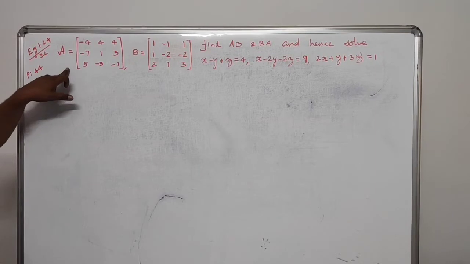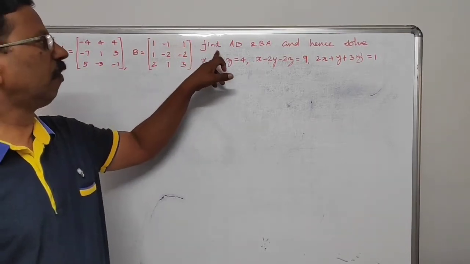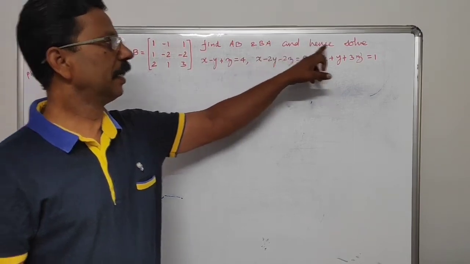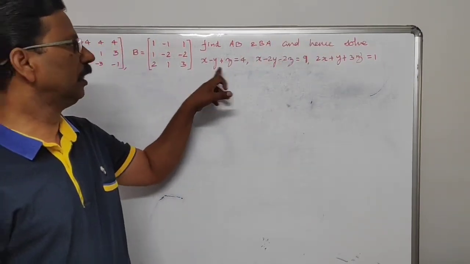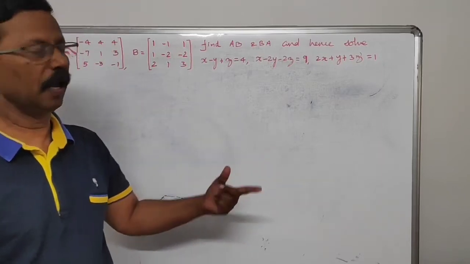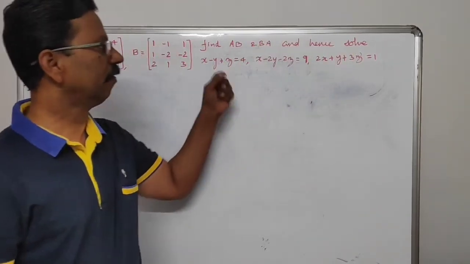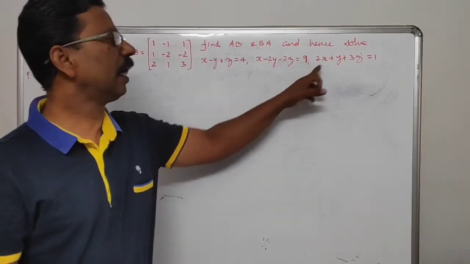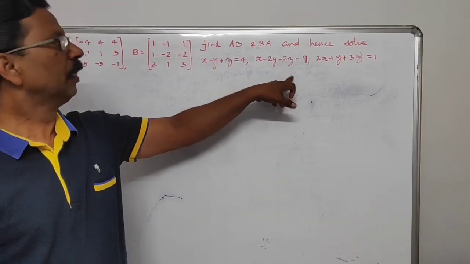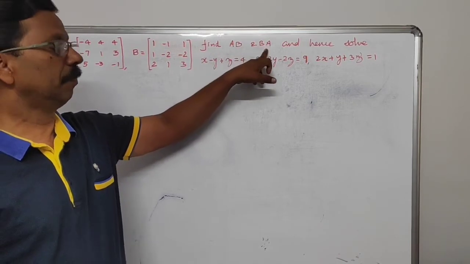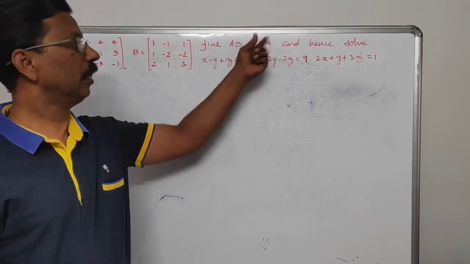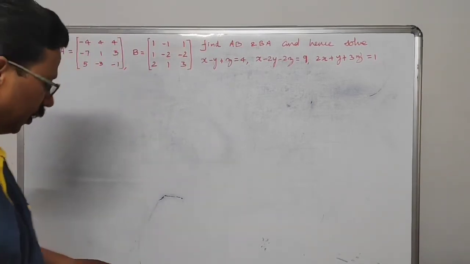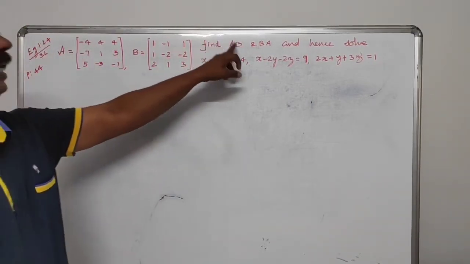Now for these matrices A and B, we have to find the products AB and BA, and hence we need to solve these three equations. In the previous problem only these equations were given, and we solved them directly by the matrix inversion method. But here you cannot solve these equations directly. Before that, first you have to find AB and BA. Through this product only we have to solve these three equations. Now let us see how to solve these. First, let us find AB and BA.